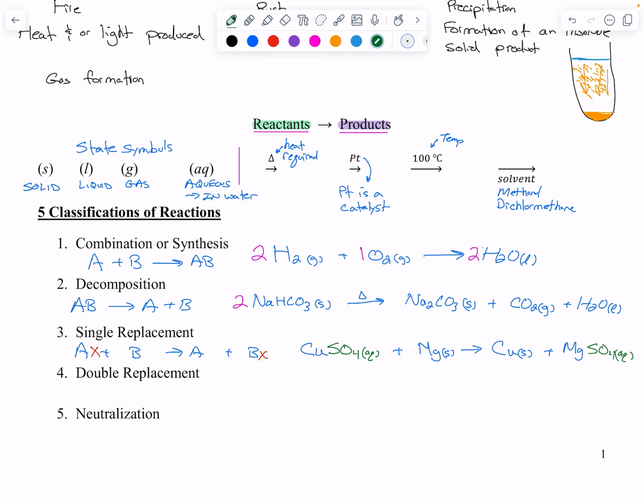Anyway, double replacement. This is a very common reaction, and it's switch and dance partners. All right, so you have AX and BY going to AY and BX. Extremely common reaction, and a classic one, silver nitrate plus sodium chloride. We get silver chloride and sodium nitrate.